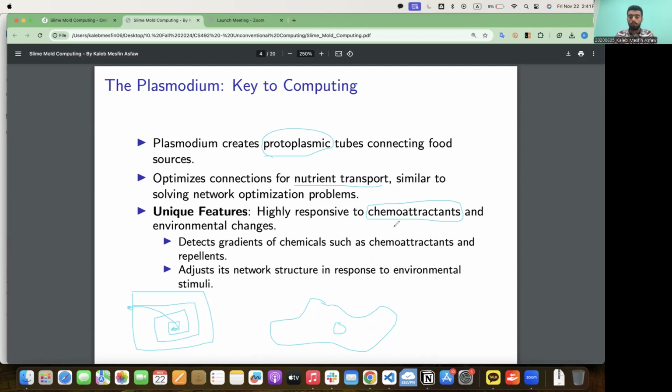For example, food can attract, but food is not a chemoattractant. I mean, yes, it attracts, but chemoattractants are specialized chemicals which attract the slime mold. So it adjusts its network in order to get away from the repellents and in order to get its path to chemoattractants.